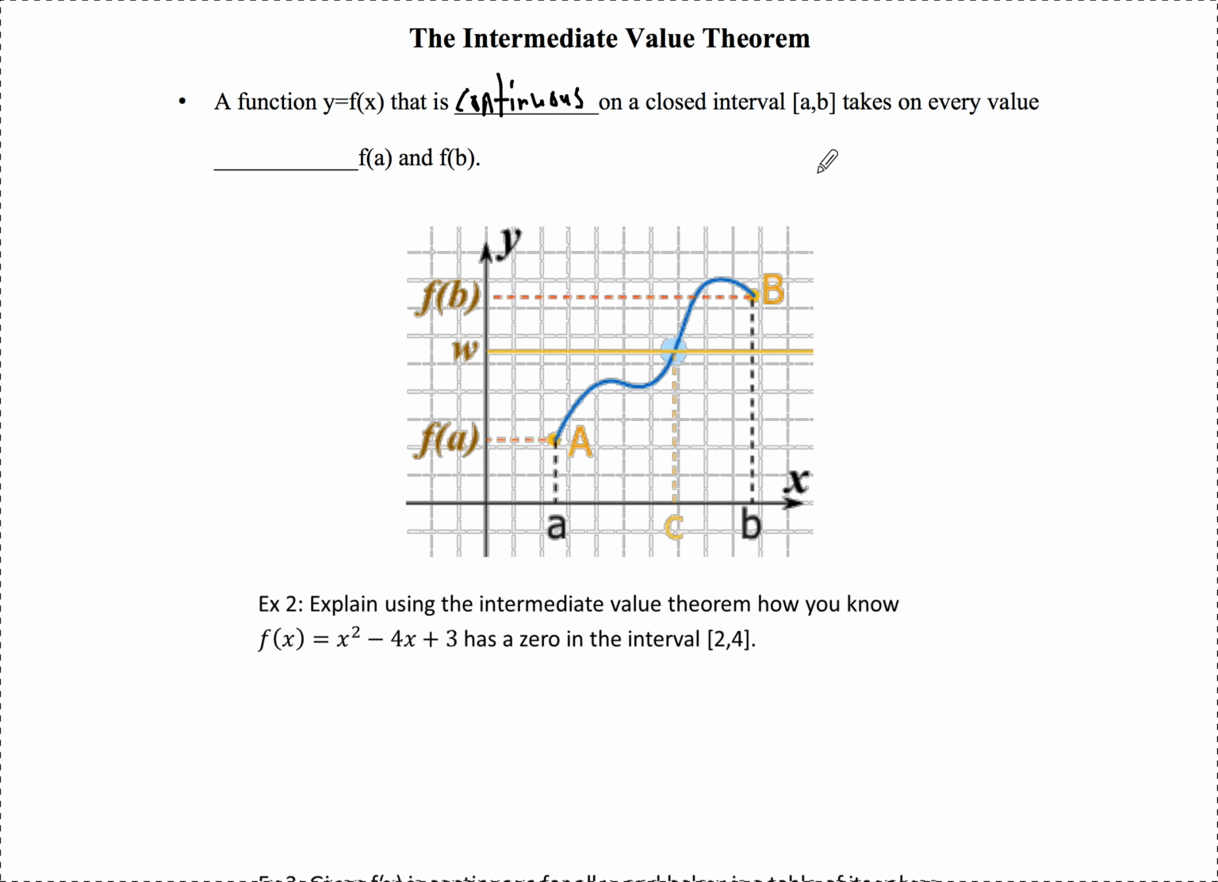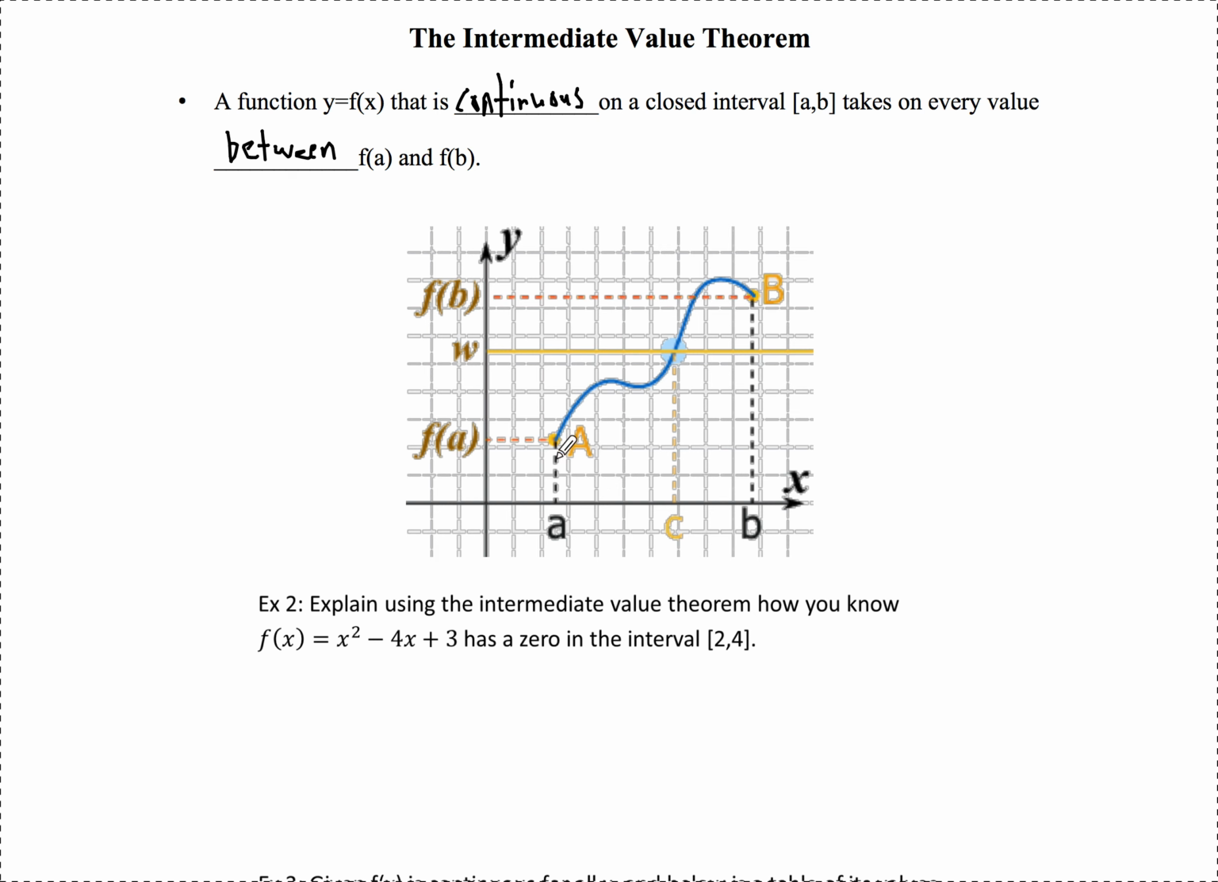on a closed interval a to b, takes on every value between f of a and f of b. We can say inclusive because if it's continuous on the closed interval, f of a and f of b also exist.